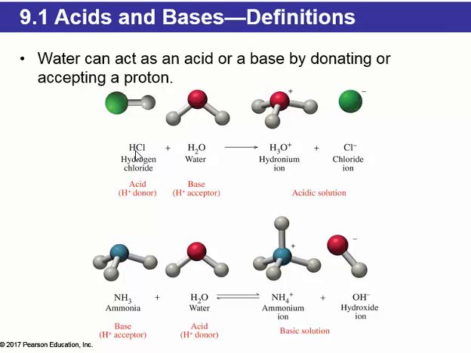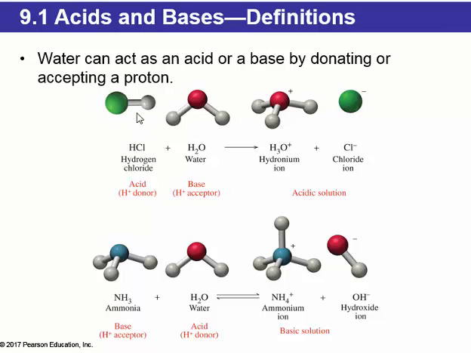Whatever loses a proton has one less hydrogen and its charge becomes more negative. Whoever gains a proton gets one more hydrogen in its formula and its charge becomes more positive. So hydrogen chloride is the proton donor. As we go from left to right, it loses its proton. Water, on the other hand, is the proton acceptor. As we go from left to right, it gains a proton.